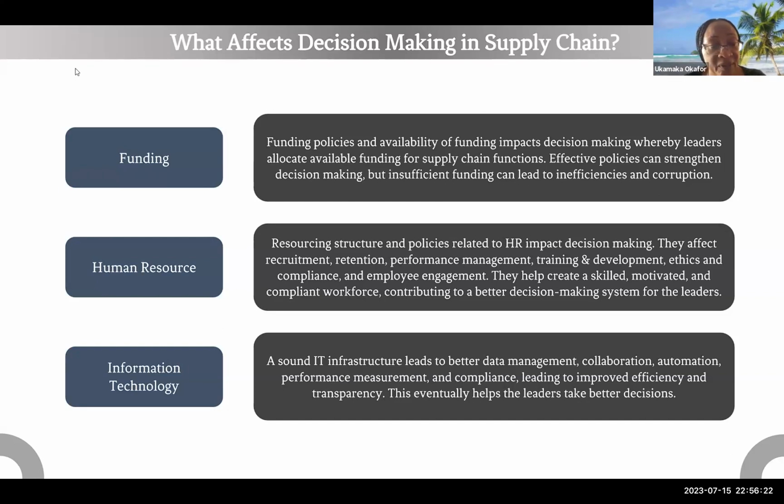Then also the information technology. We also have to look at the soundness, the availability, the capacity of the IT infrastructure in a particular place, because IT is very important for data management. And as we all know, data management is very important for decision making. We need data to provide evidence for the decision making. So when you are making supply chain decisions, you look at, do you have enough funding? Do you have enough human resources? And what is the availability of the IT infrastructure that you're going to have before you can take decisions concerning supply chain structures? Next.